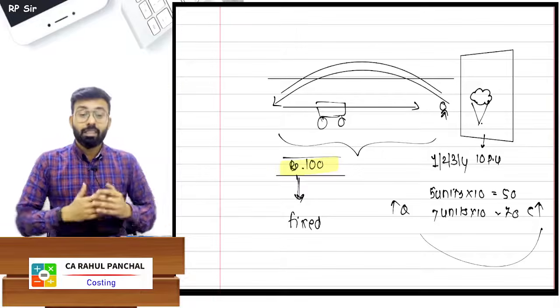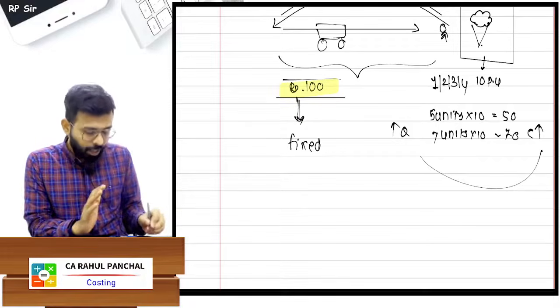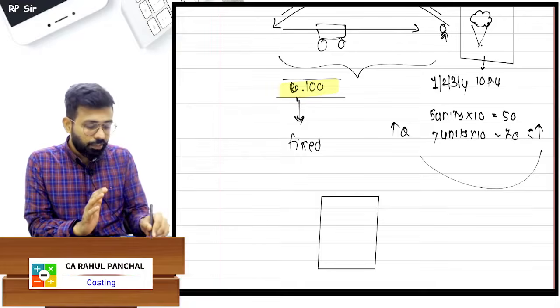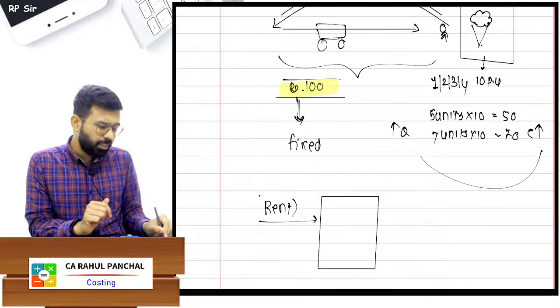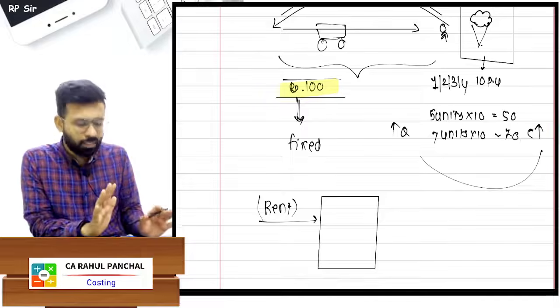Same is the case, we can now take a company example. If this is my factory, in my factory, suppose I pay rent, this is the best example, rent, a very common example.